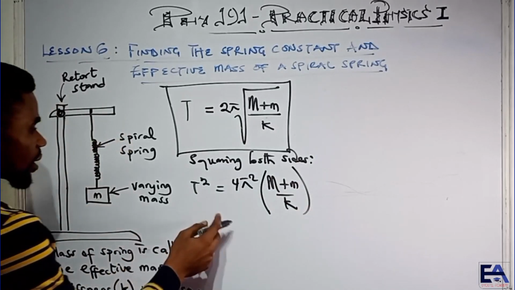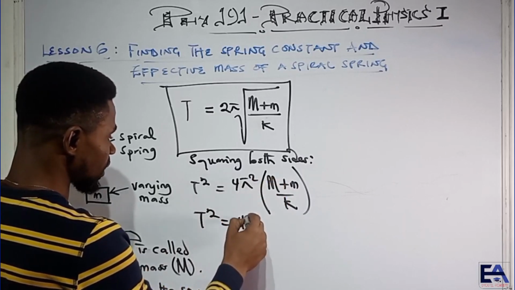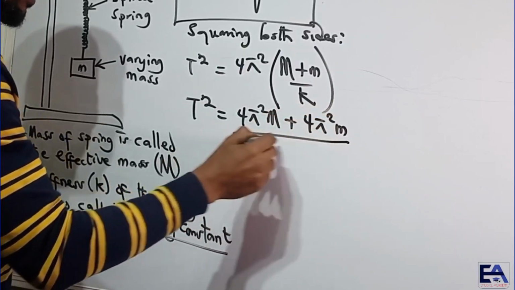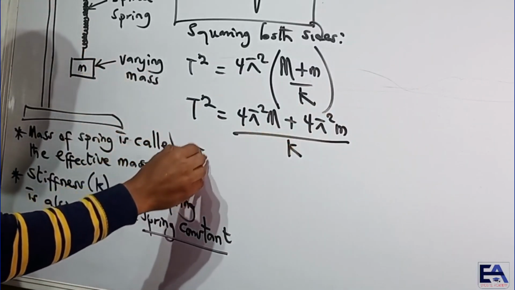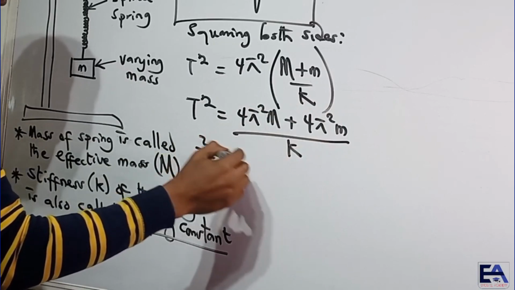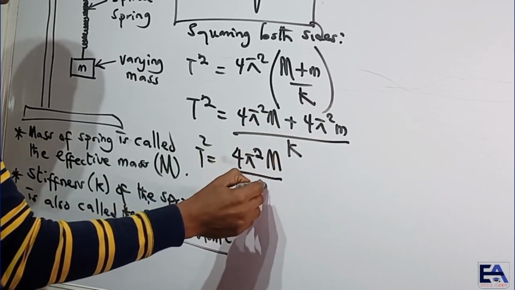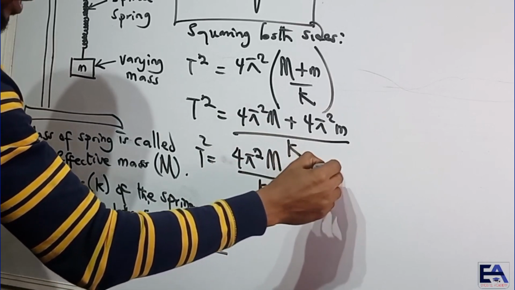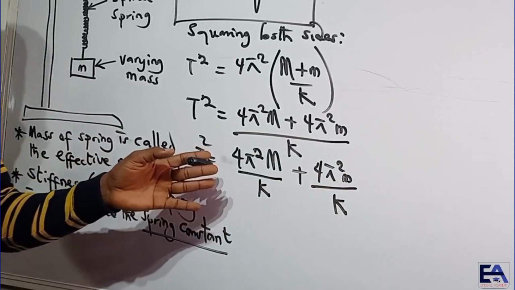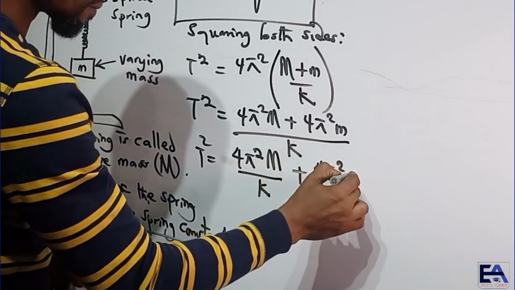Okay, so having done that, we have t squared is equal to 4 pi squared big M plus 4 pi squared small m divided by k. So you split across the two terms in the numerator, you split k across the two terms, so you have 4 pi squared big M over k plus 4 pi squared small m over k. So having those two terms, you can now compare.